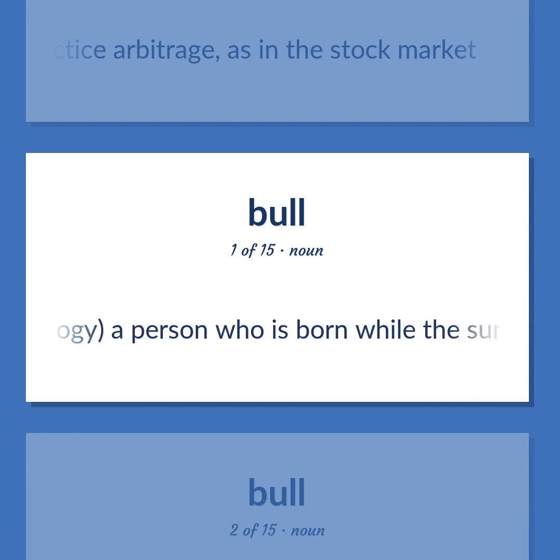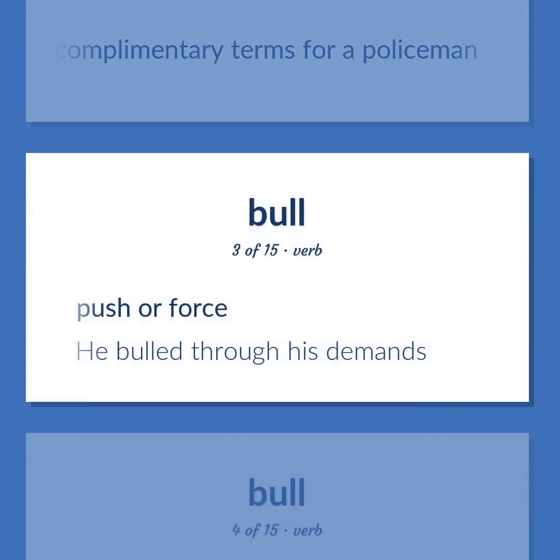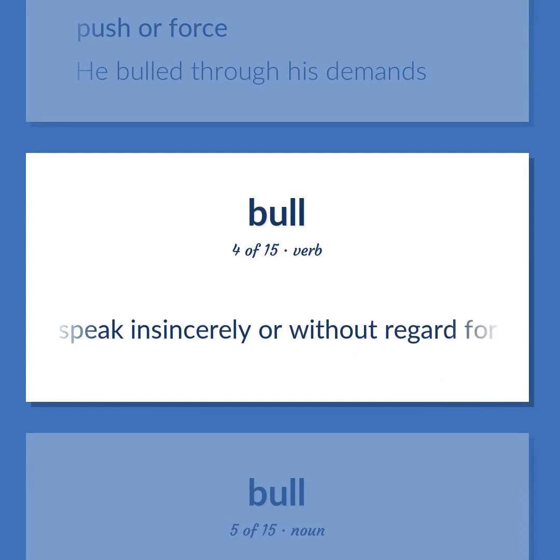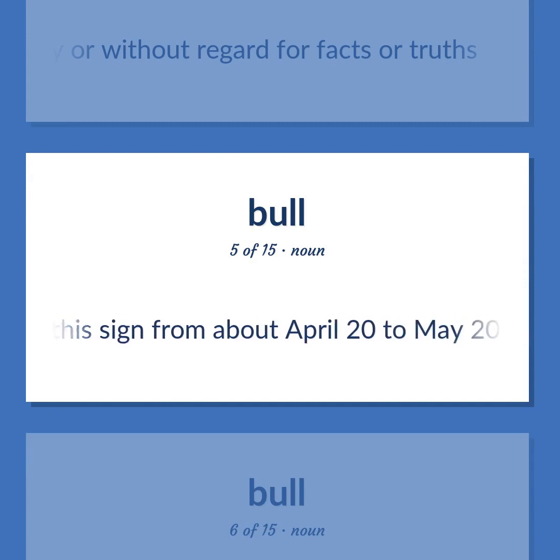Astrology. A person who is born while the sun is in Taurus. Uncomplimentary terms for a policeman. Push or force. He bowled through his demands. Speak insincerely or without regard for facts or truths. The second sign of the zodiac. The sun is in this sign from about April 20th to May 20th.